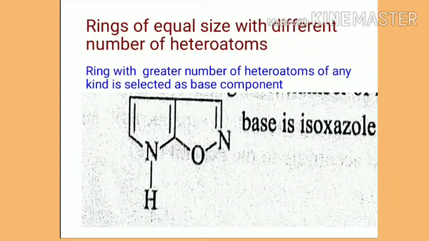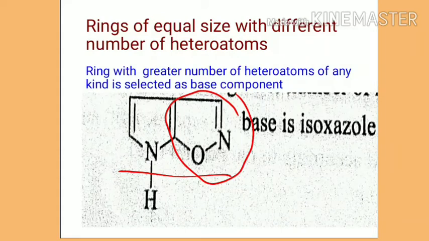Next, rings of equal size with different number of heteroatoms. Here both the rings are 5-membered, but this ring contains 2 heteroatoms. So the ring with the greater number of heteroatoms of any kind is selected as the base component. So this ring has 2 heteroatoms, while this ring has only 1 heteroatom. So isoxazole is the base component.